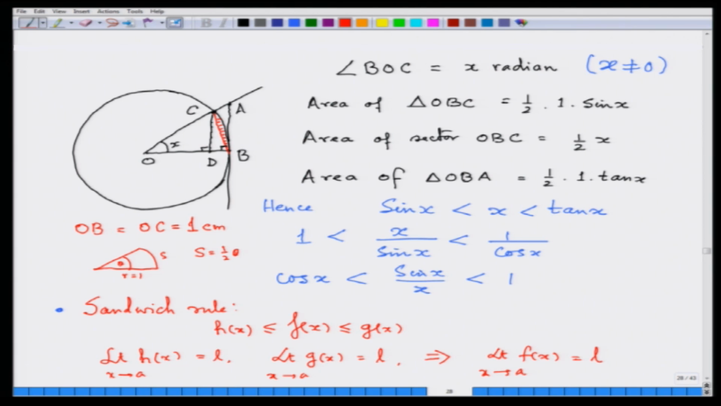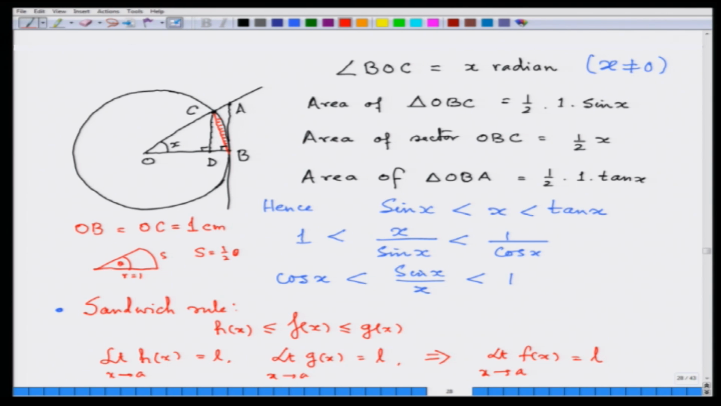Now, how do I get the fact that the limit of sin x by x as x tends to 0 would also be 1? For this we state here what is called the sandwich rule. The sandwich rule states that if you have a function f lying between two functions h and g, and when x tends to a, both h and g tend to the same limit L, then f will also tend to the same limit L when x is tending to a.